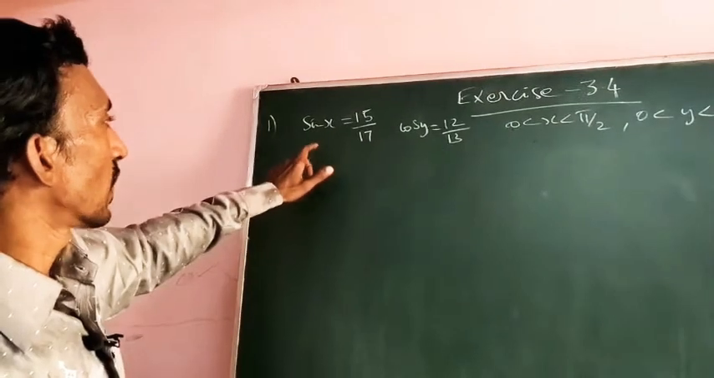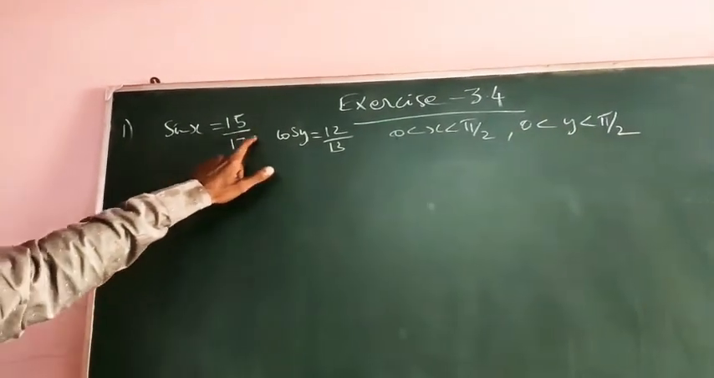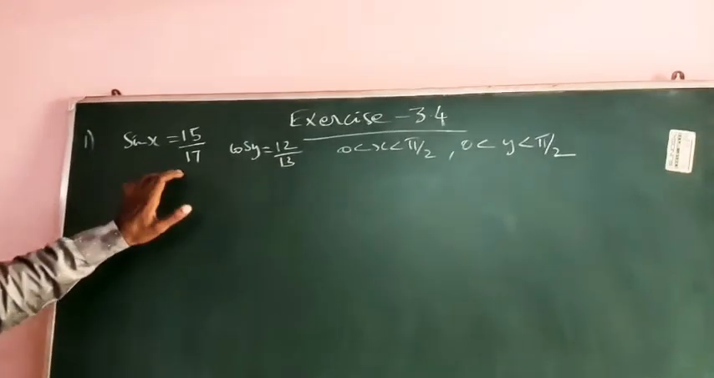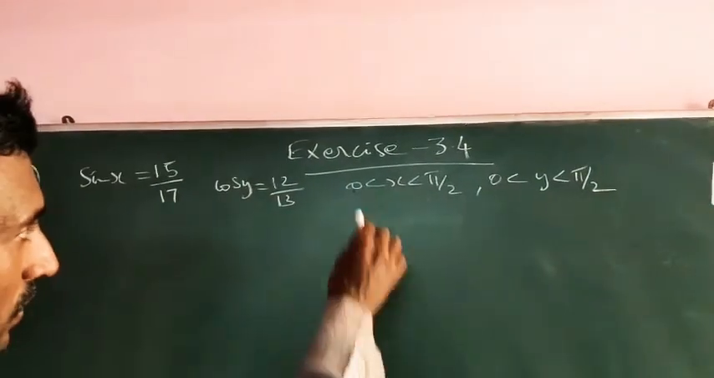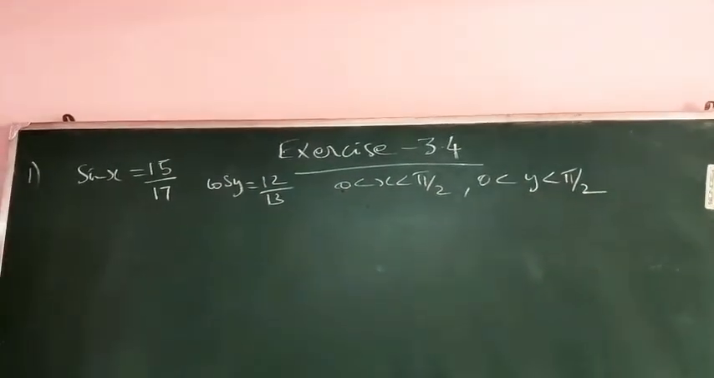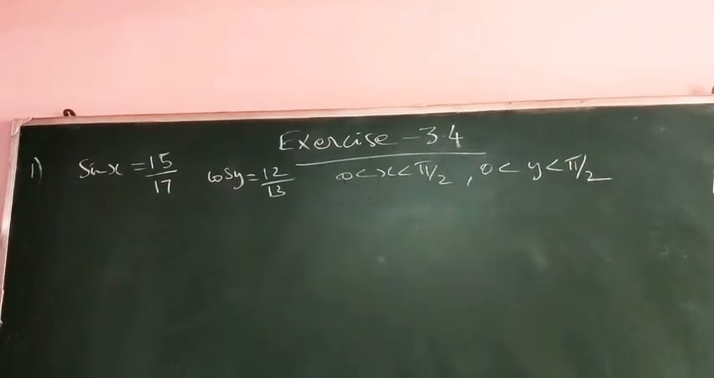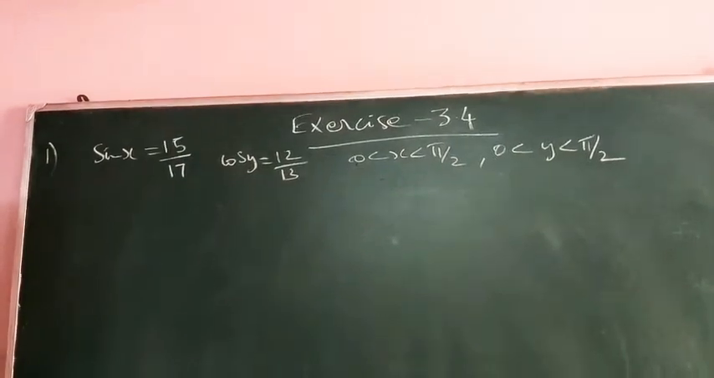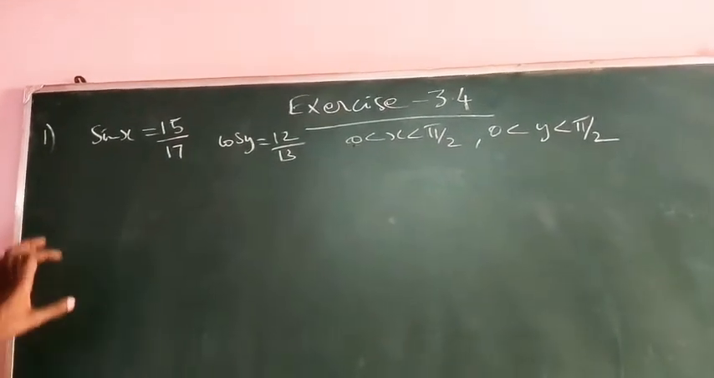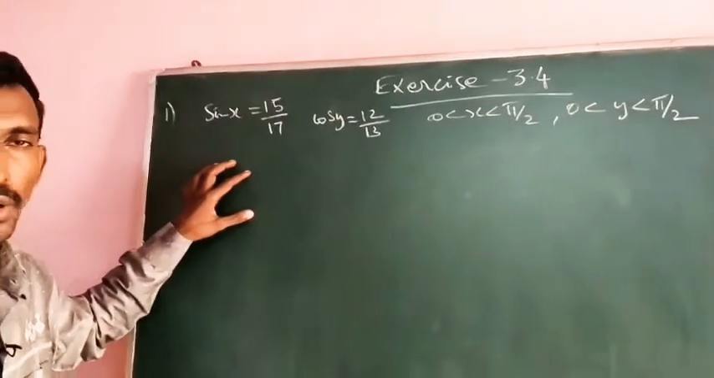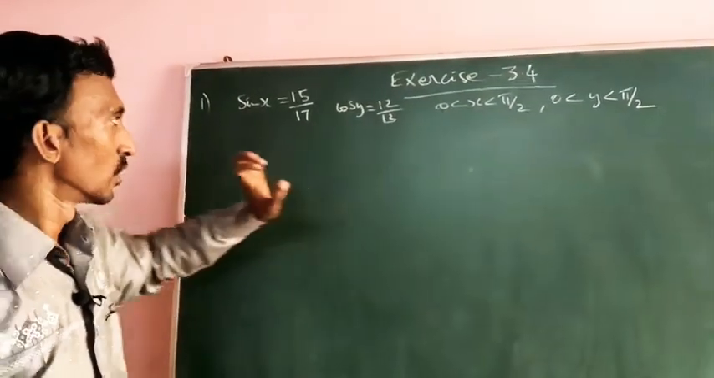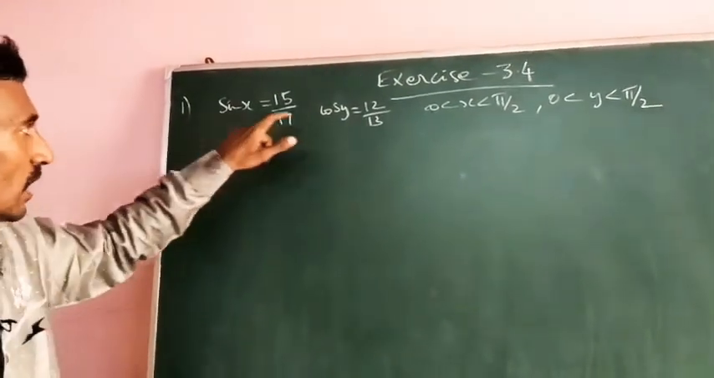Okay. So first thing, given sin x equal to 15 by 17 and cos y equal to 12 by 13, where x and y lie in the first quadrant, 0 to pi by 2. So our aim is to find out the value of sin(x+y), cos(x-y) and tan(x+y). We know the formula: sin(x+y) equal to sin x cos y plus cos x sin y. So we need to find out cos x and sin y.